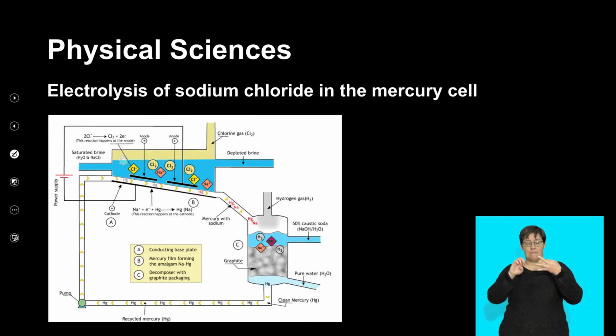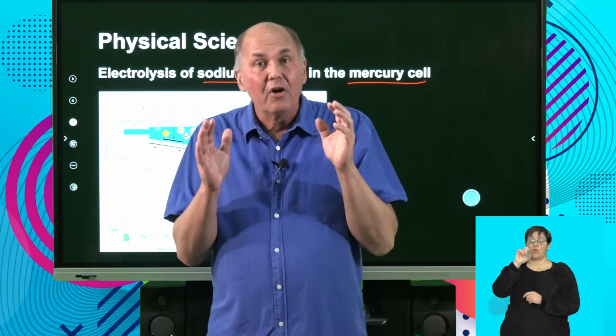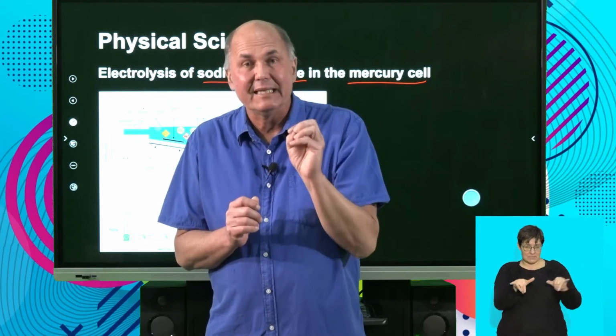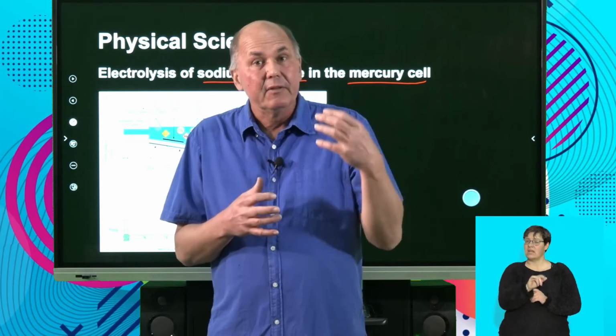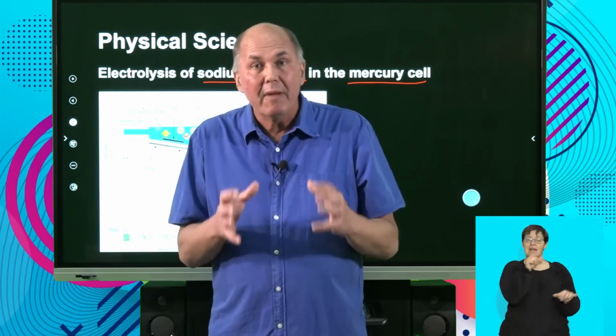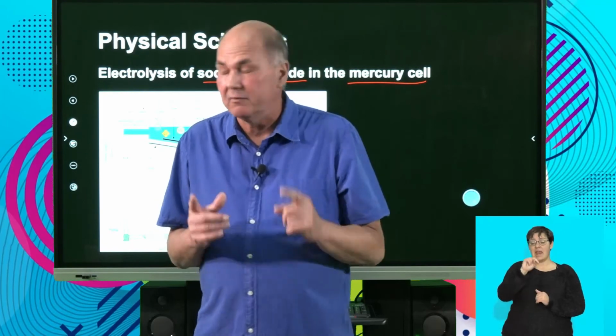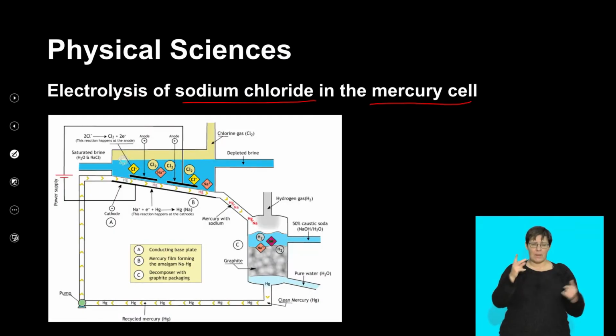So let's go and have a look at the electrolysis of sodium chloride in the mercury cell. Now, we want to be clear that the reactions that we've spoken about are exactly the same in all 3 cells, but they are slightly different technically. This mercury cell was the first way that the chemical engineers discovered to make chlorine and sodium hydroxide. And you'll see that the problem with this is that they had to use large amounts of mercury. But let me explain, it's quite clever.